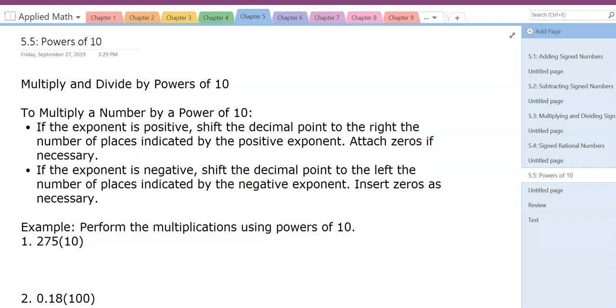Okay, so for this last section, we're going to be talking about powers of 10. So throughout this lesson, we're going to be going over multiplying by powers of 10, like 10, 100, 1,000, and dividing by 10, dividing by 100. A lot of that is just moving the decimal place.